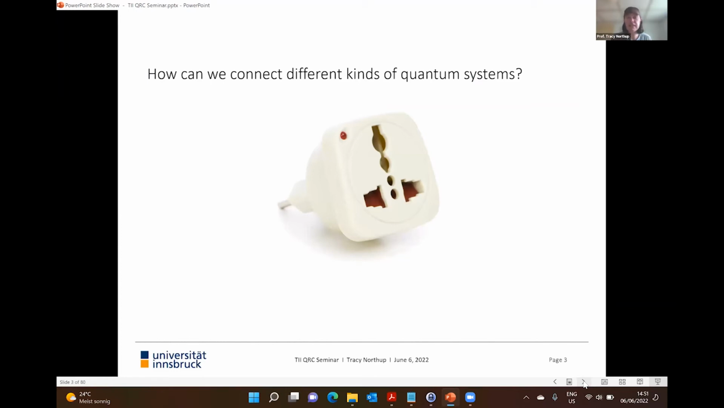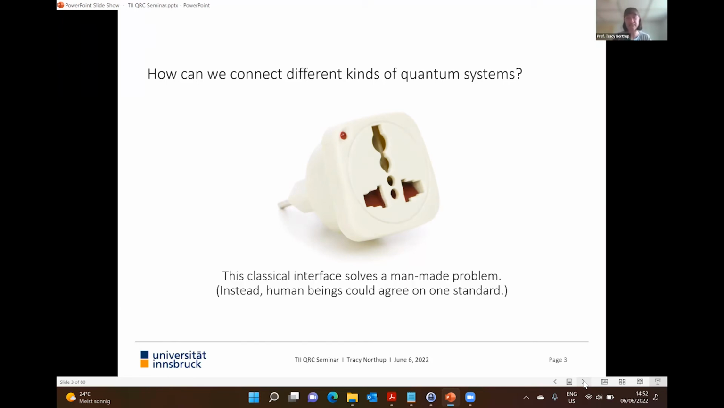The big picture I want to think about today is how we can make connections between different kinds of quantum systems. As we now slowly start to travel again, these are the kind of devices that we bring around to make connections between man-made systems, right? This is a classical interface solving a man-made problem, because we decided that in different countries we were going to use different kinds of standards. We don't need this kind of interface if we would all agree on one standard. But in contrast, I would argue that quantum interfaces, the problem we want to look at today, is really a fundamental problem. It's not a problem we could just wish away by finding a single solution.